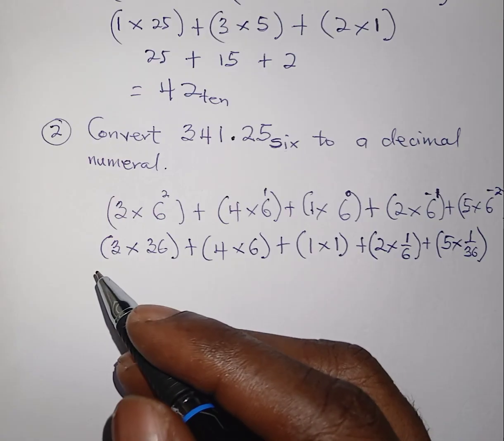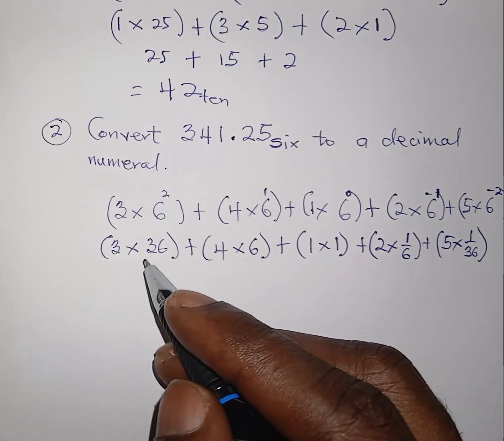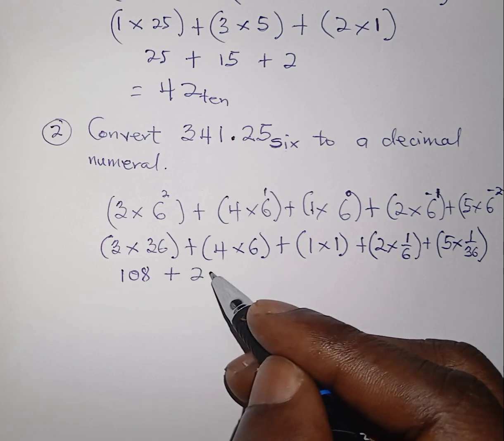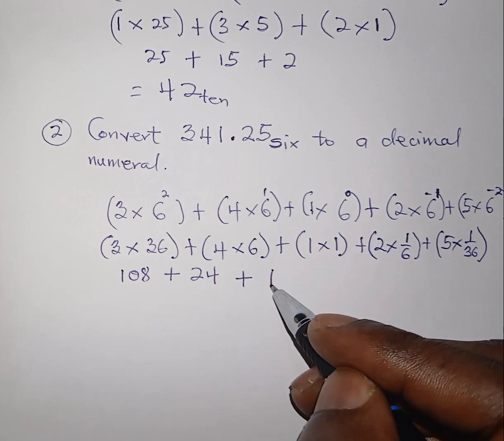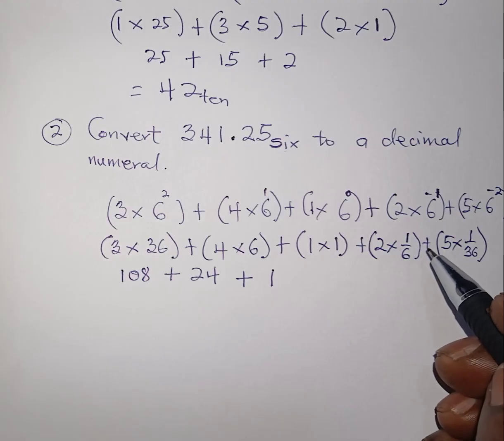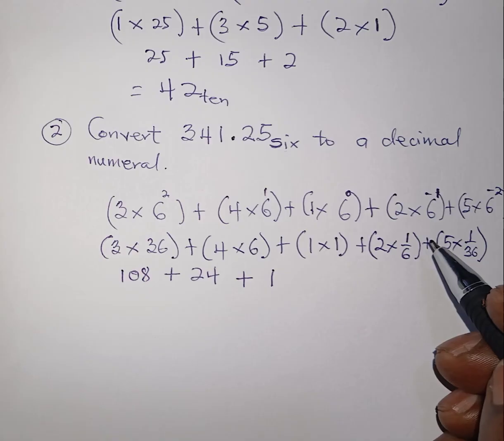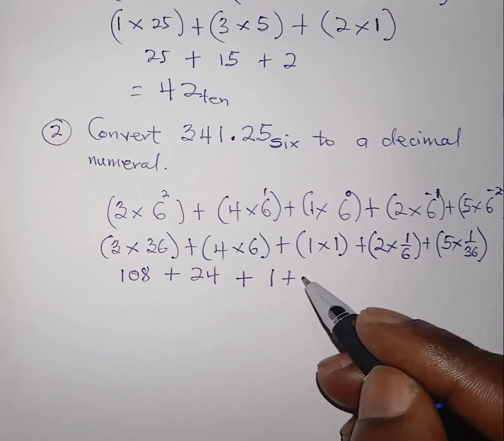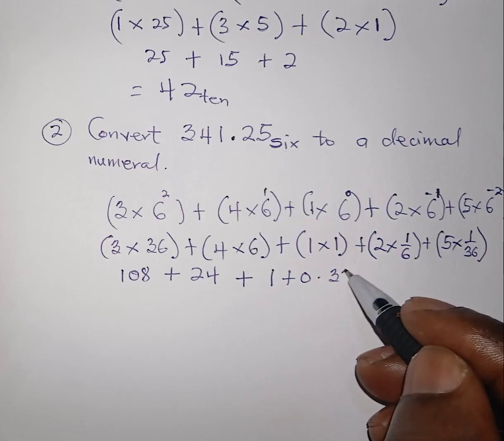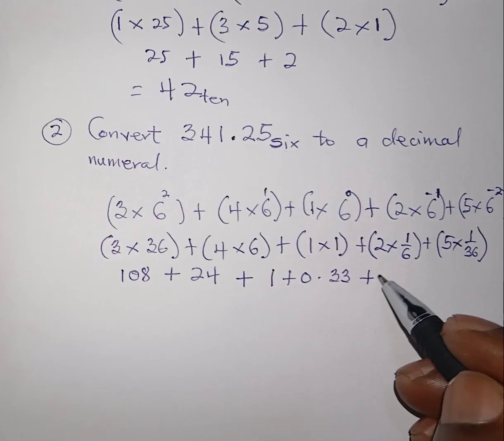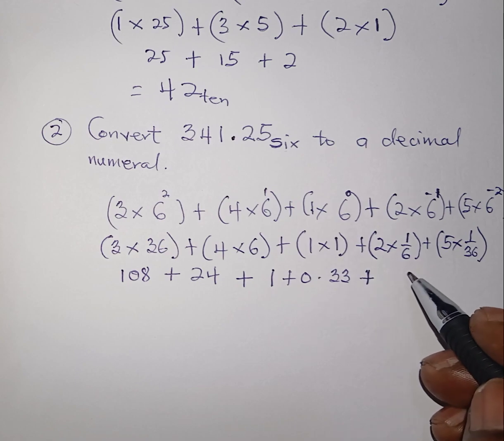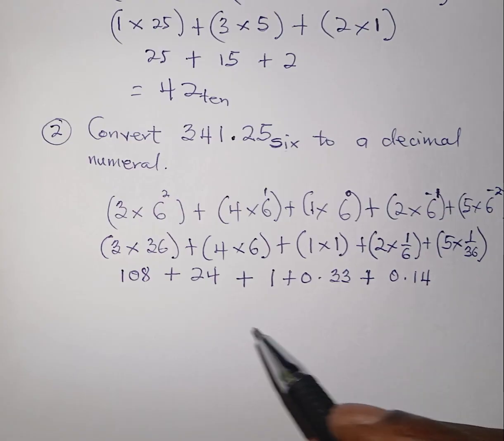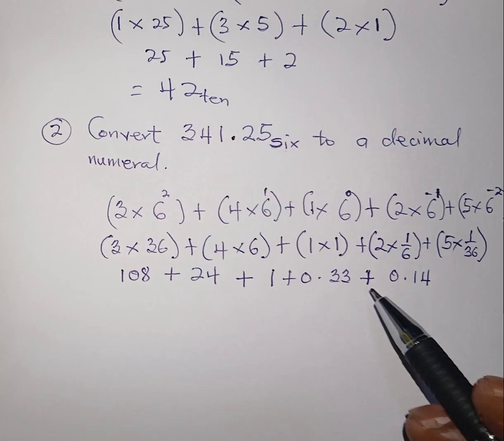Now let's multiply them and see. What is 3 times 36? 3 times 36 gives me 108, plus what is 4 times 6? 24, plus 1 times 1 gives me 1. What is 2 times 1 on 6? Plus 0.33. And what is 5 times 1 on 36? It's also going to give me 0.14. Great. Now once we have this, then we can add all of them and get our answer.